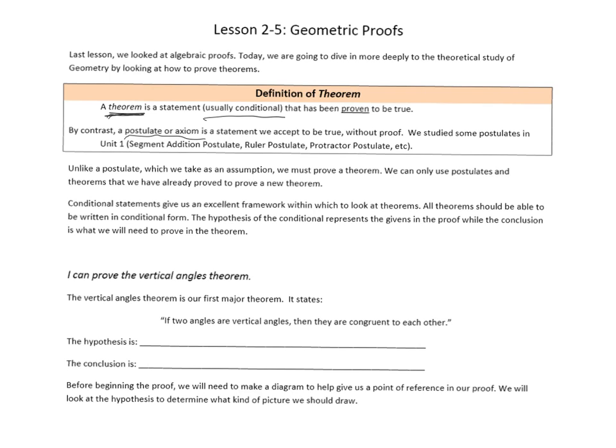We can only use postulates and theorems that we've already proven to prove new theorems. So the basis of all, the framework of all proofs is the conditional statement. I should be able to write all theorems in a conditional form, where the hypothesis of my conditional statement represents my givens, and the conclusion represents my thing that I'm going to prove in the theorem.